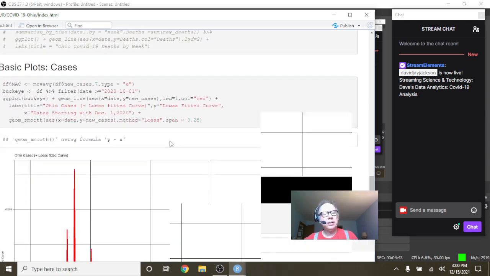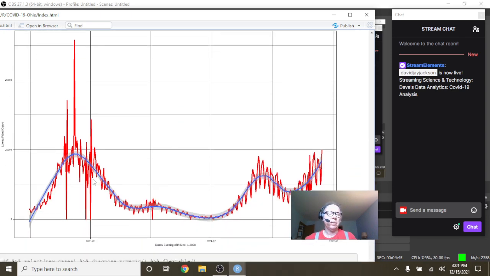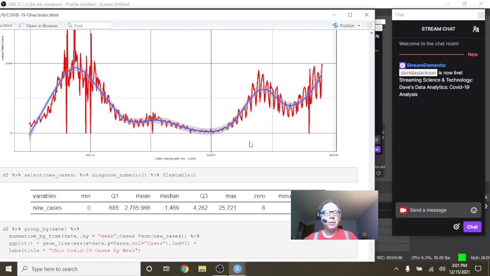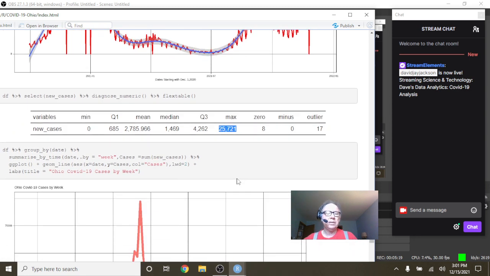What about cases? We can see that it's pretty much the same story for cases. A long declining pattern down to July. Then in July, we saw an increase in COVID-19 cases, then a dip. Now the numbers appear to be trending back up in the state of Ohio. And again, we can see here an average number of cases of 2,785.9. The median is 1,469. The third quartile, so our interquartile range is what? I don't know. With a maximum of 25,721 cases in a single day.